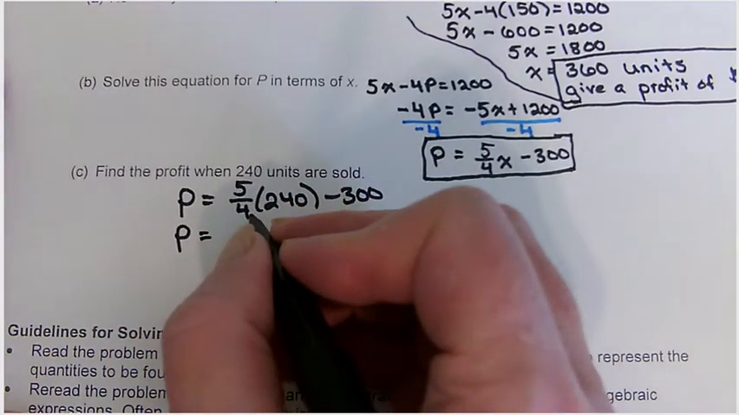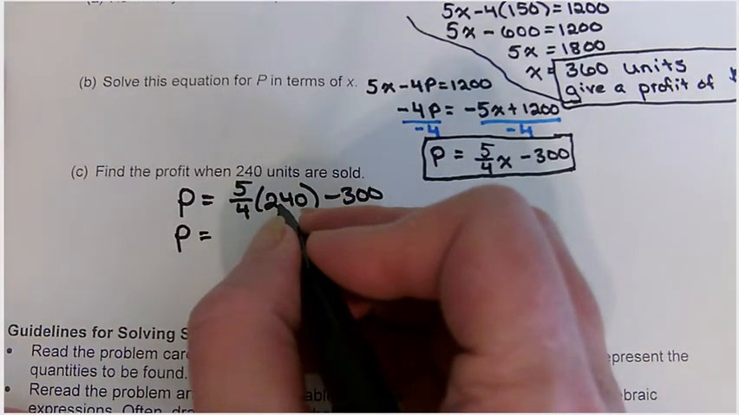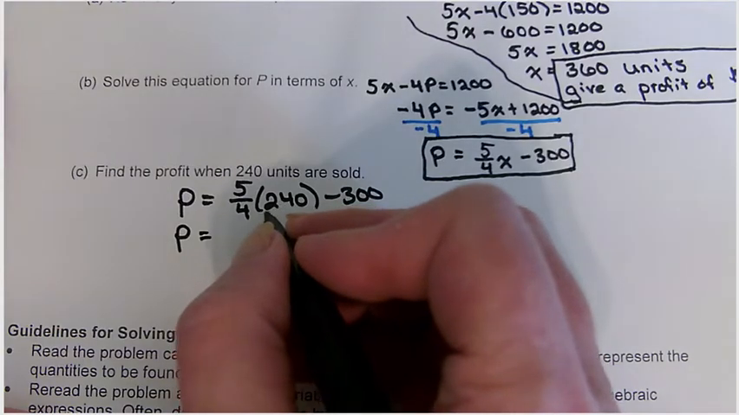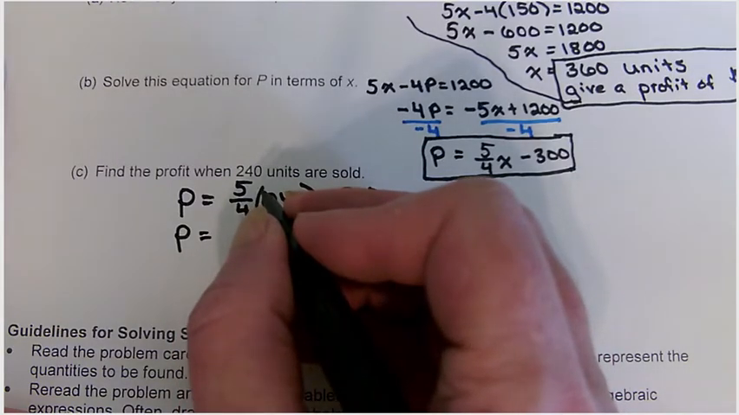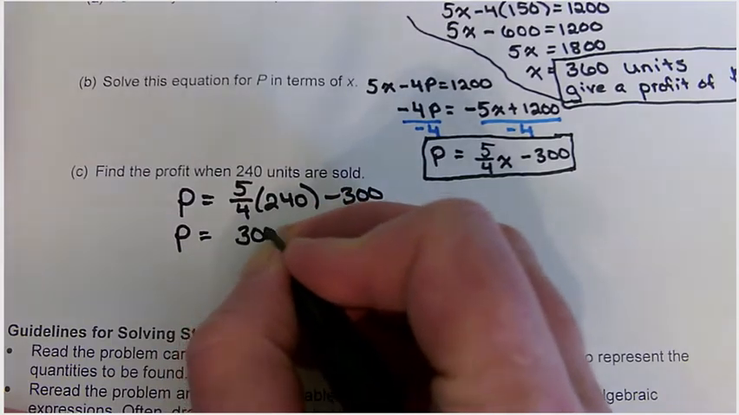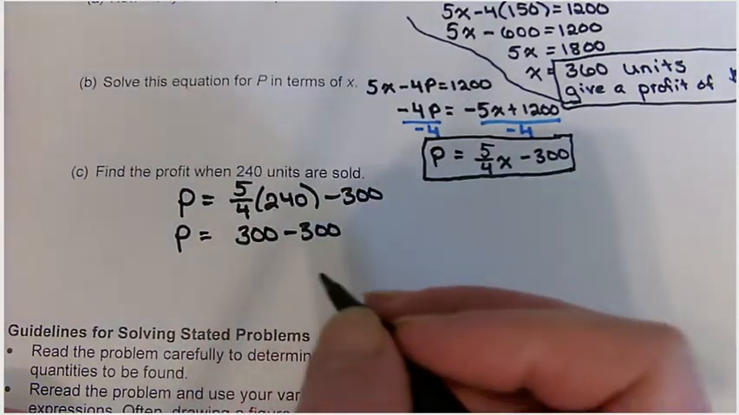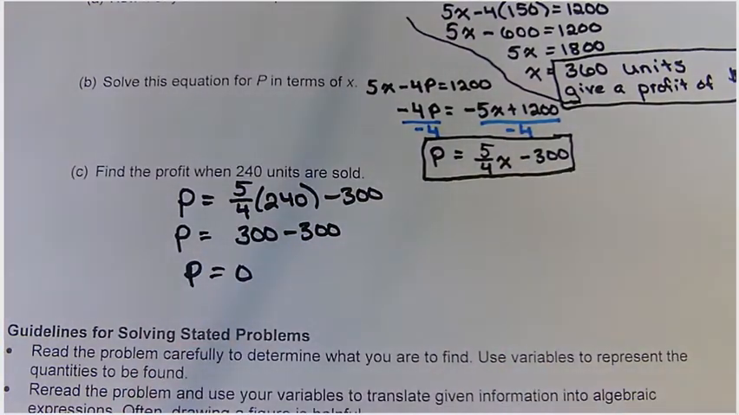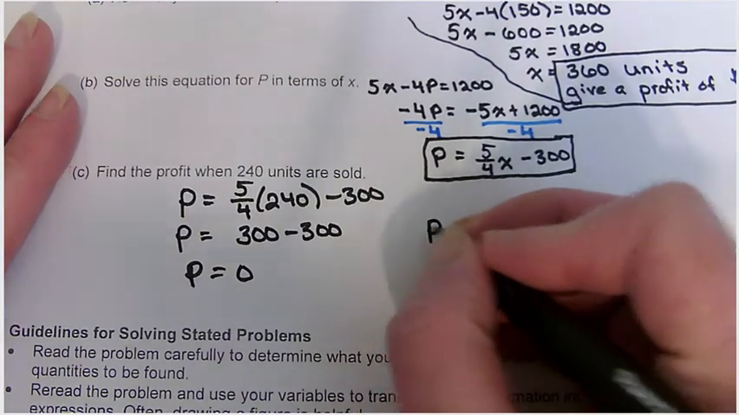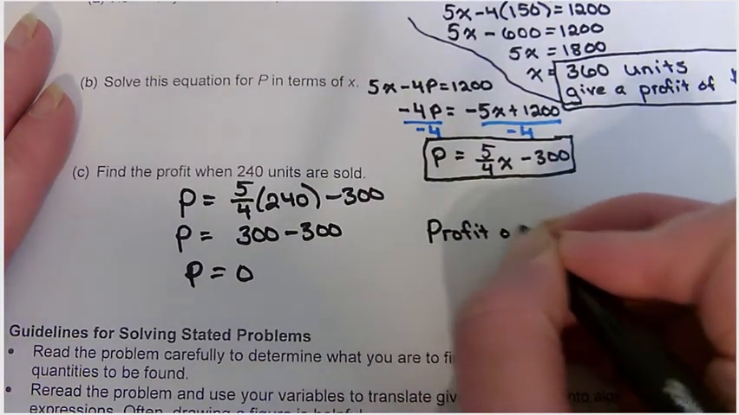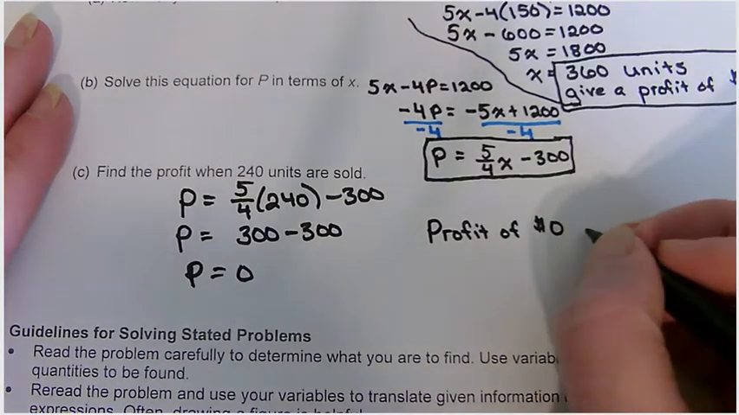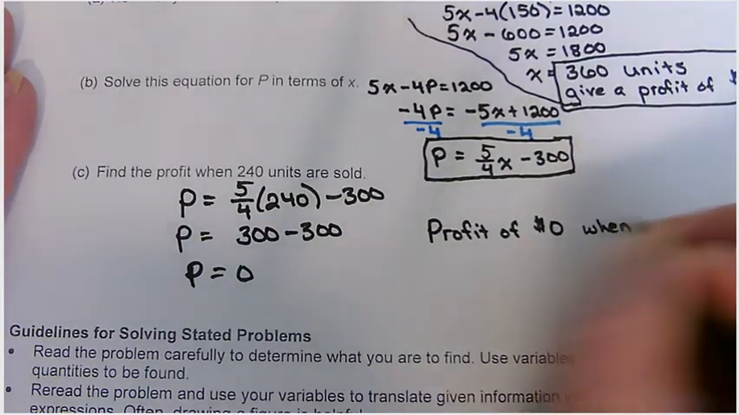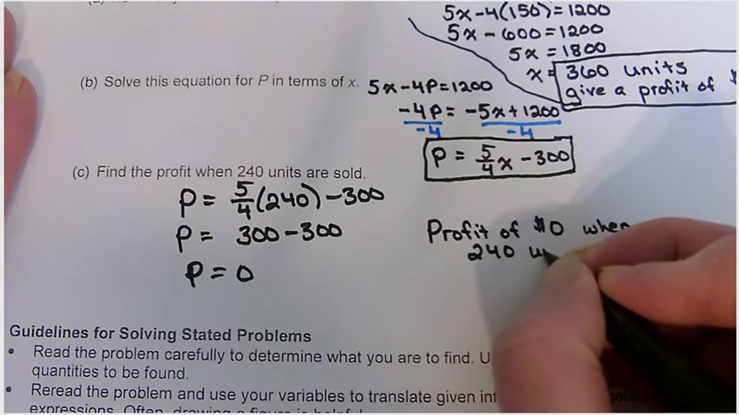So here's where that trick comes in handy. 240 divided by 4 is 60. 60 times 5 is 300. So what does that mean? Profit of 0? We have a profit of $0 when 240 units are sold.